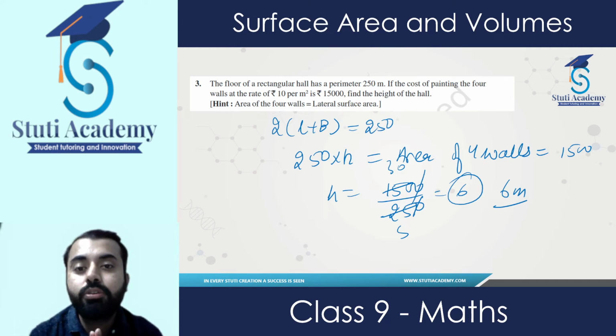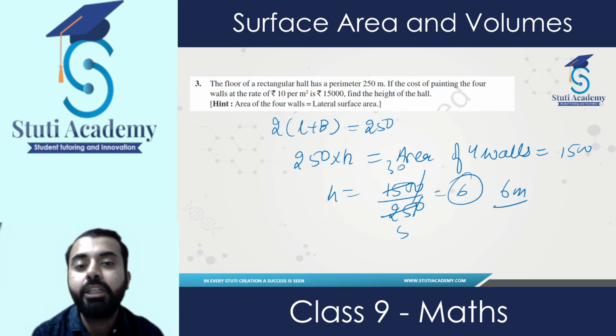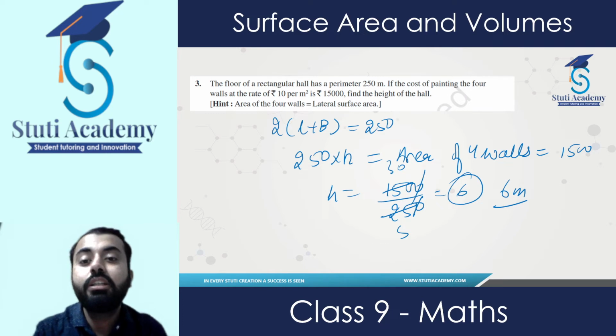I had to find its height. I knew its perimeter was 250, so 250 into H will be my total area. And I knew total area multiplied by 10 gave me 15,000, the total cost of painting 4 walls. To find out its total area, I divide my total cost by per meter square cost. Dividing that, I got my area, which was 1500 meter square. 250 into H is 1500 meters square. H will be 1500 divided by 250. Solve that, you will be getting a height, which is 6 meters. Right? Now, next case.